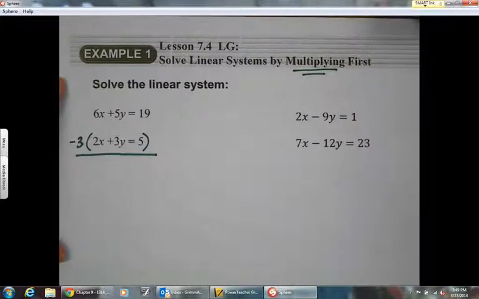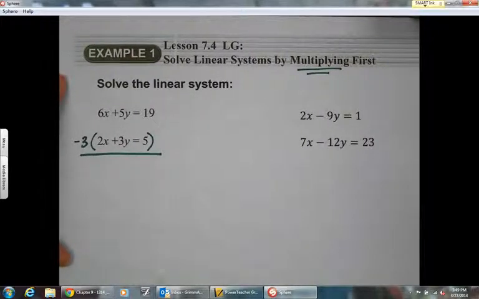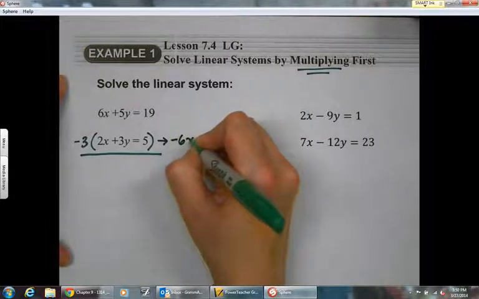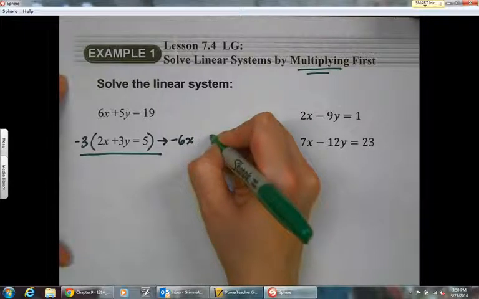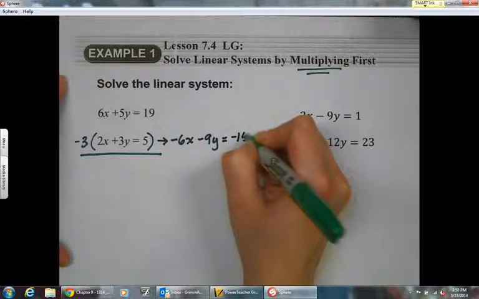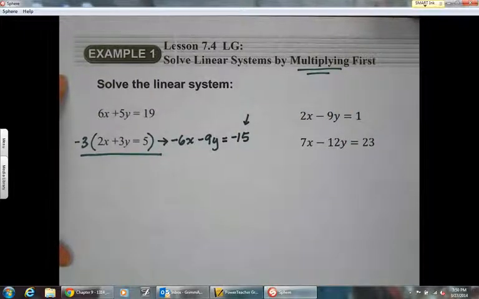And now I'm going to distribute a negative 3. So this equation right here is going to become negative 6x, and I can say either plus negative 9 or minus 9y equals negative 15. And that's one that a lot of people forget, that you have to give that negative 3 to every single term inside there. Okay? All right, so now I'm going to go back and line those two up.